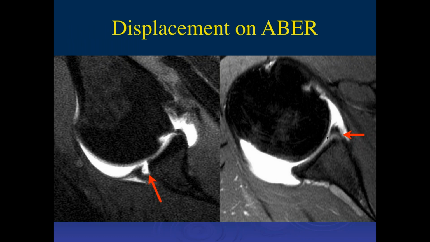It was a little bit iffy without it, though you can certainly see that there's some increased signal intensity at the base of the labrum here. It's basically the contrast is being absorbed by the abnormal tissue here, even though there's no displacement of the labrum. So this is one where the ABER was actually helpful.